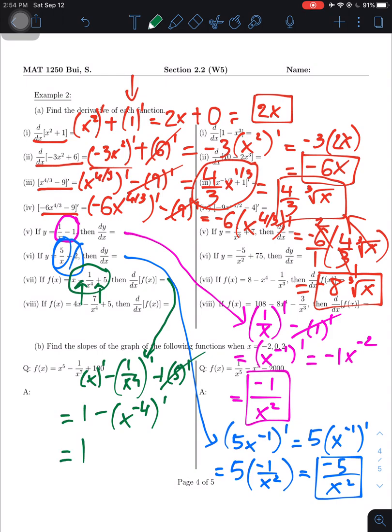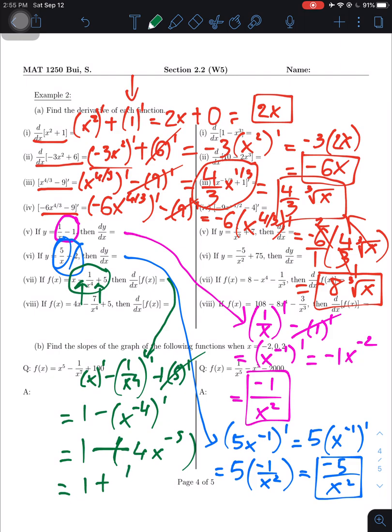I'm going to rewrite it. The derivative of x to the negative 4, well, we're going to bring out a 4 in front, and then the new power in here would be negative 4 minus 1, which is negative 5, right? And because we have 2 negatives in here, that will make a positive. So we're going to get 1 and then plus.